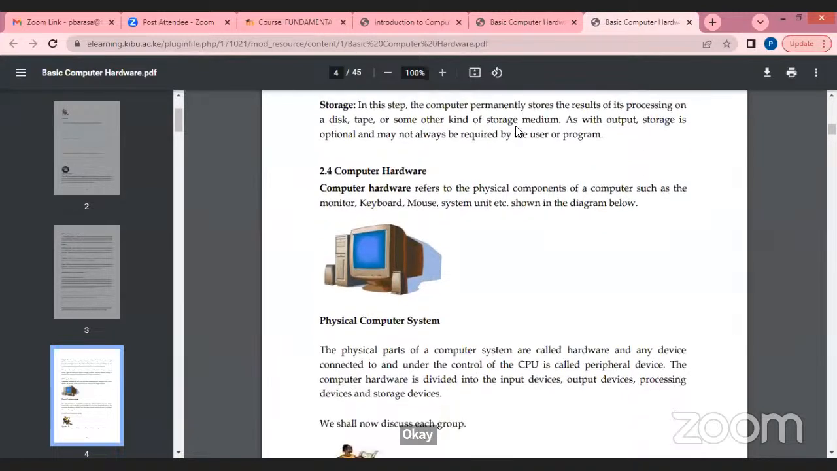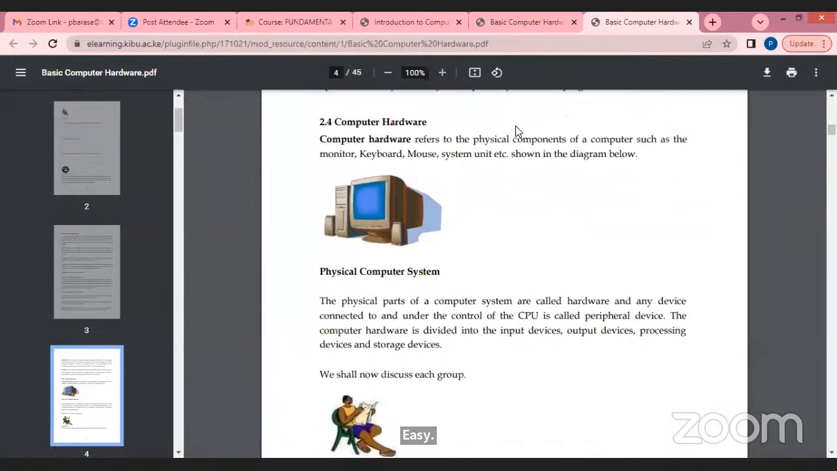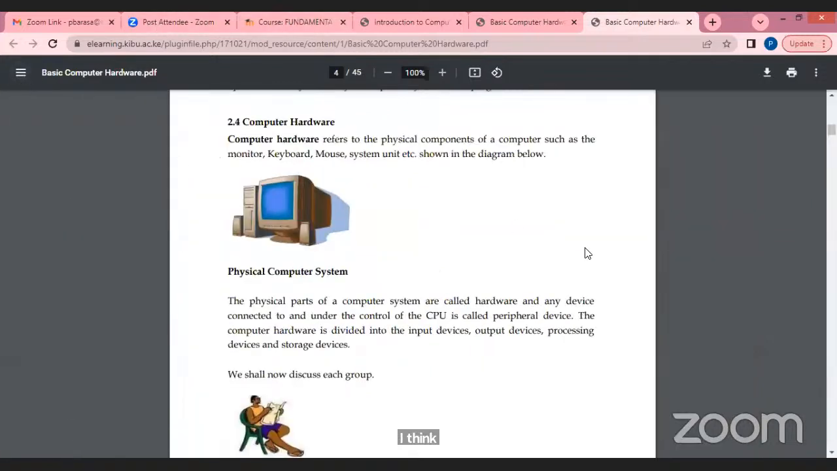So we have computer hardware. Computer hardware refers to the physical components of a computer, such as the monitor, the keyboard, the mouse, the system unit, as shown in the diagram. You can see in that diagram what a physical computer is. You can see it very clearly on your screen.